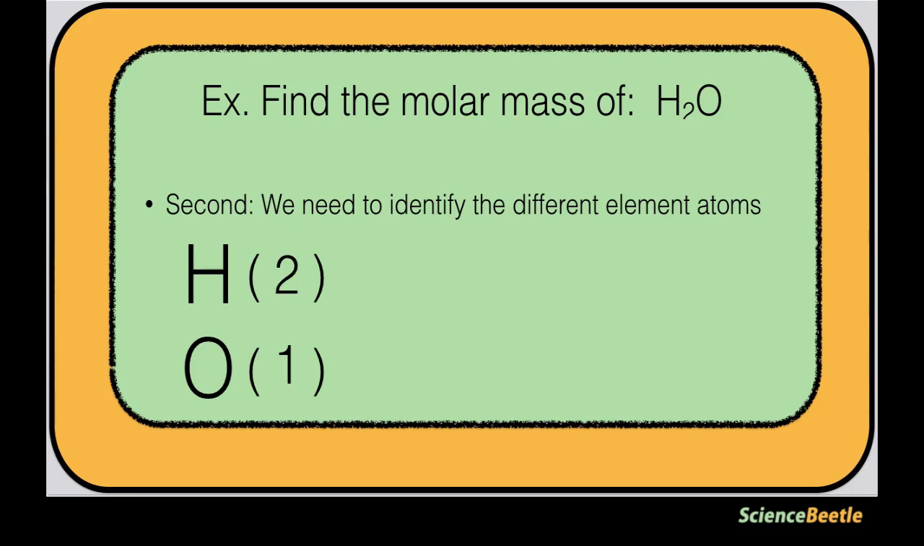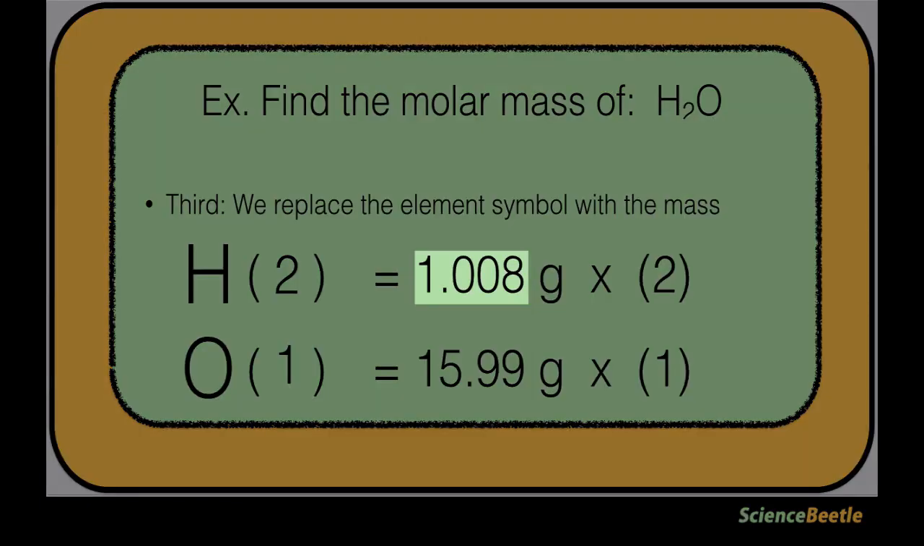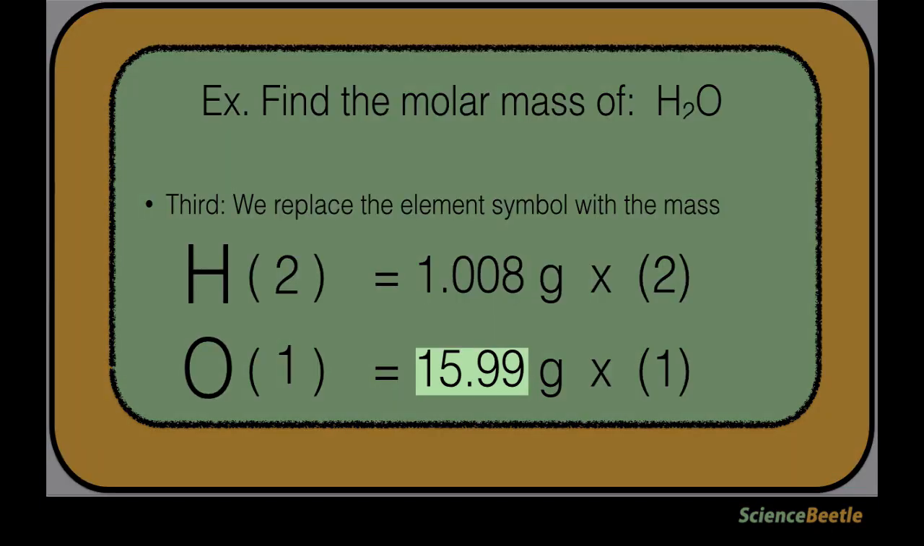And we're going to go ahead and look up the masses for each of these atoms, and multiply it times the number of atoms present. And so when we do that, what you notice here is we're going to find that hydrogen has a mass of 1.008 grams, represented here. And since there's two of them, we're going to go ahead and multiply that times 2. Oxygen, on the other hand, only has one atom in the compound, so we're going to take the mass of 15.99 grams and multiply it times 1.